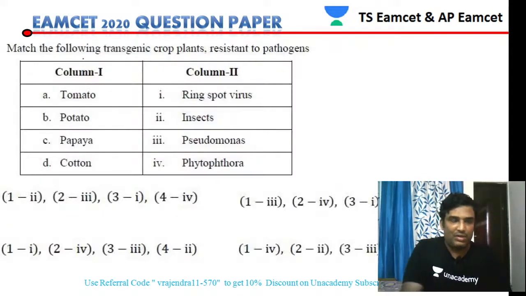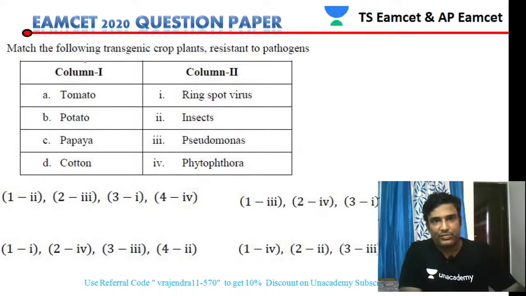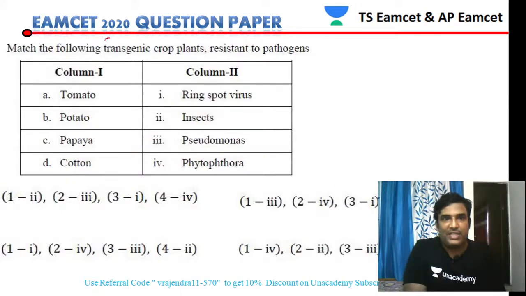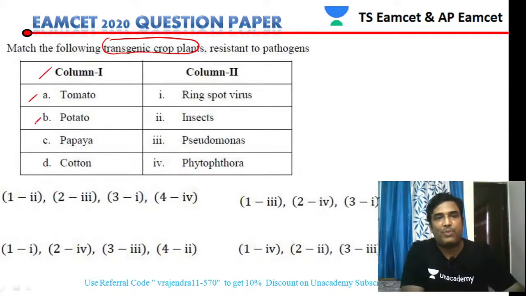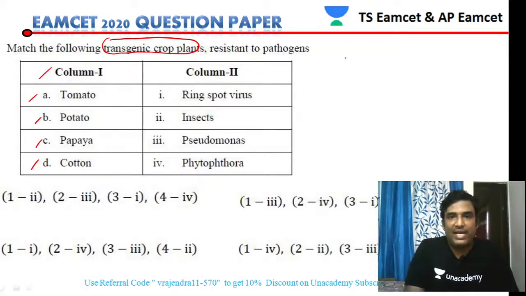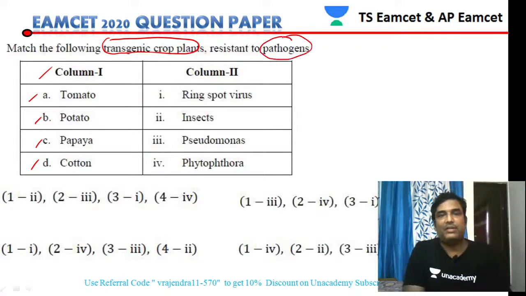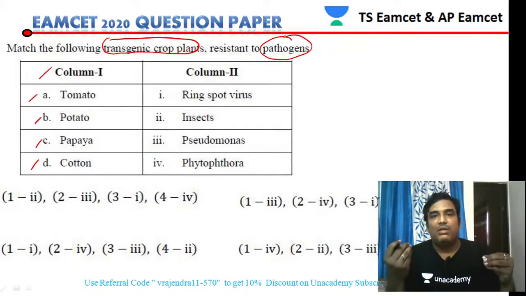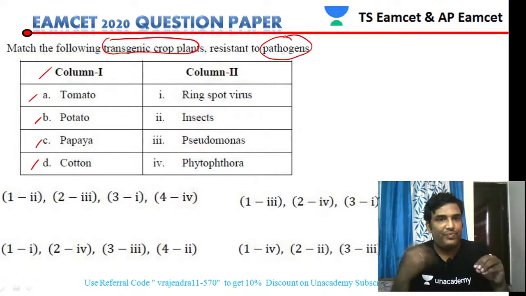Next question. Which of the following transgenic crop plants? Here is a list of transgenic crop plants: tomato, potato, papaya and cotton. They are resistant to pathogens, no doubt. They are modified crops, and modified crops are called transgenic crops.